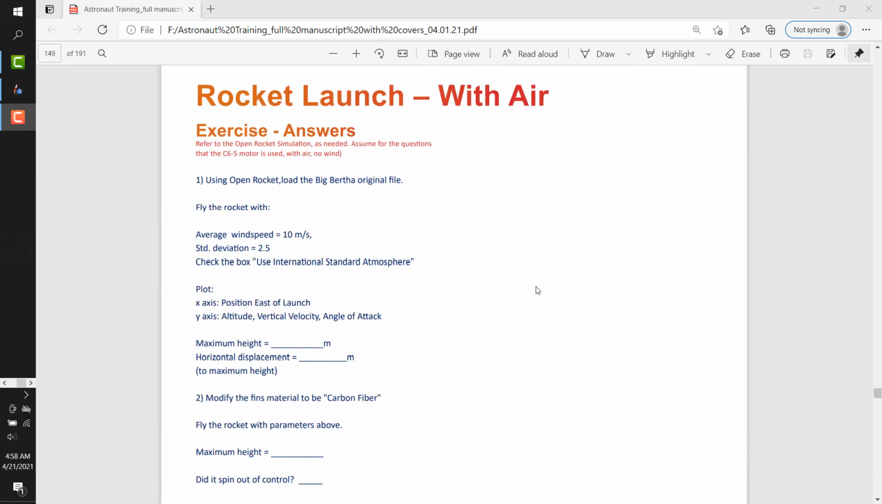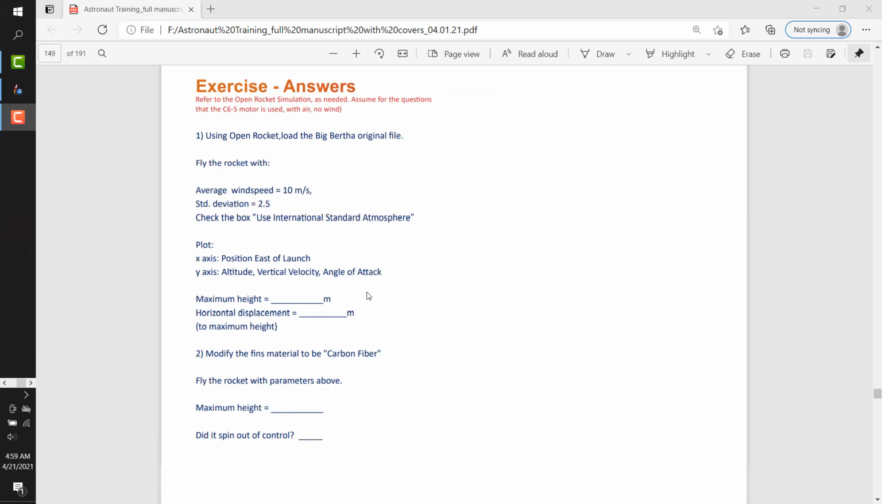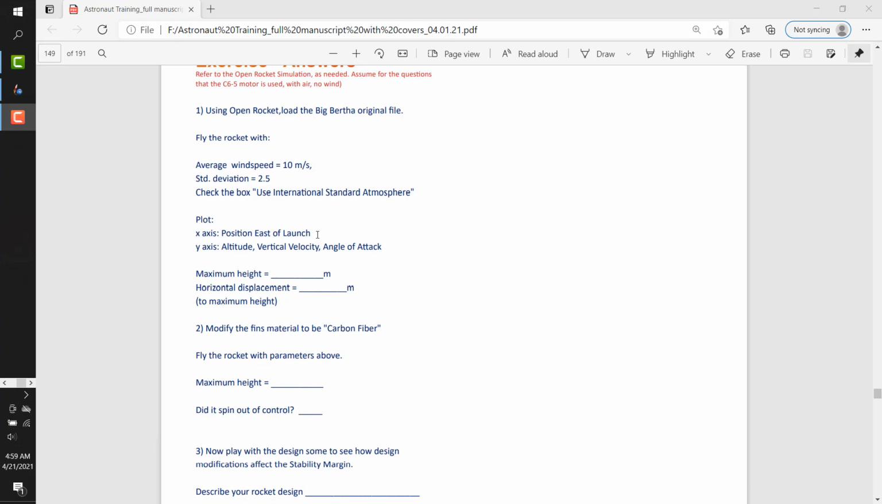Okay, so here's an exercise for you. Using OpenRocket, load the Big Bertha original file, and fly the rocket with an average wind speed of 10 meters per second and a standard deviation of the wind speed of 2.5. That just provides for a turbulence amount. As opposed to a steady wind, it's going to be a rather erratic wind. Then also check the box, use International Standard Atmosphere. Plot on the x-axis position east of launch, and on the y-axis altitude, vertical velocity, and angle of attack. Make a note of the maximum height and the horizontal displacement.